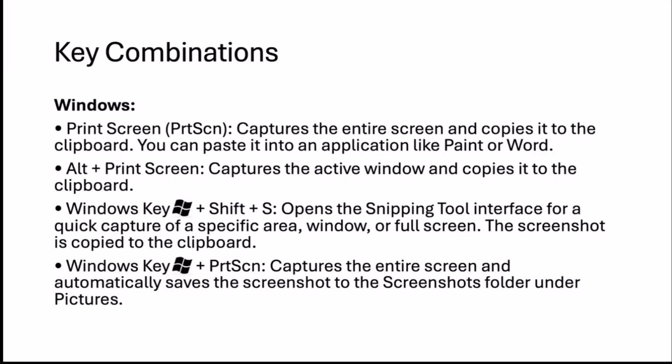The Windows key plus Shift plus S will open the snipping tool interface for quick capture of a specific area, window, or full screen. The screenshot is copied to the clipboard. Using the Windows key plus Print Screen, it'll capture the entire screen and automatically save the screenshot to the Screenshots folder under Pictures.